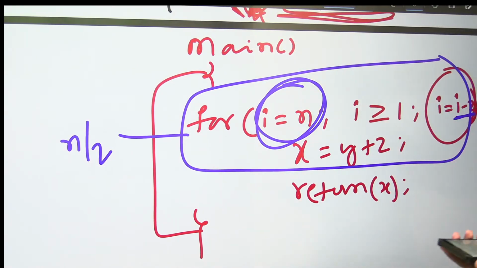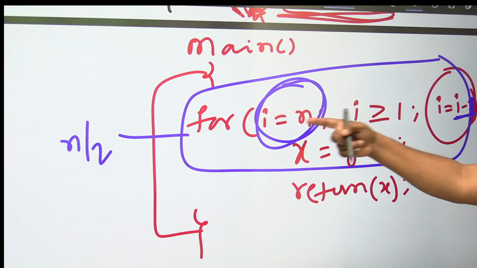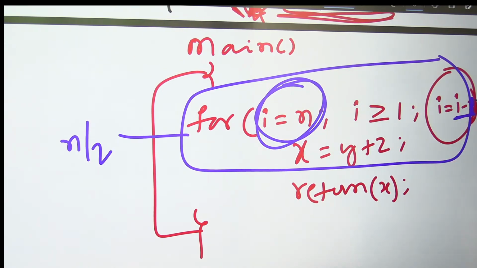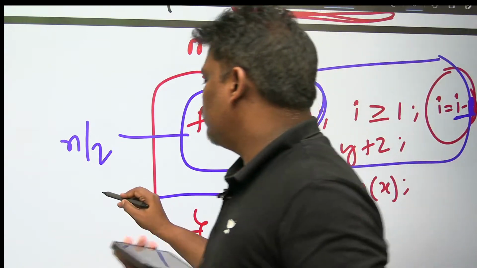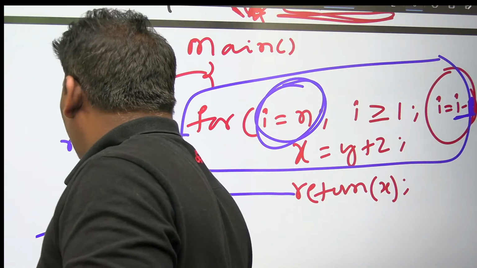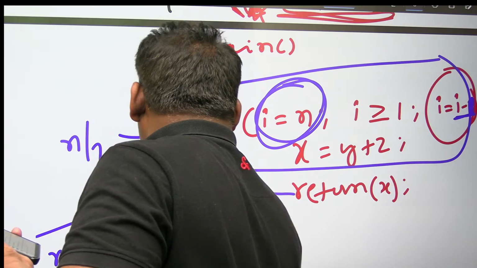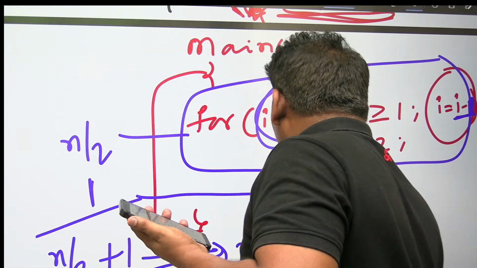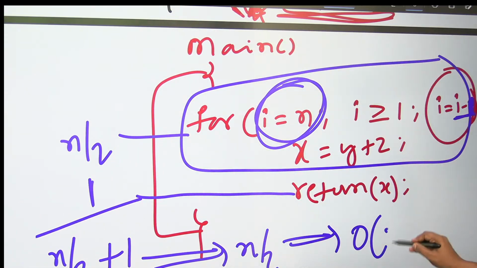Every day 1 rupee going, then n times. Every day 2 rupees going, then n by 2. Return will take constant. Overall is n by 2 plus 1, which is nothing but n by 2, which is nothing but n. Answer is n. If that is the case, everything you have to do is summation.